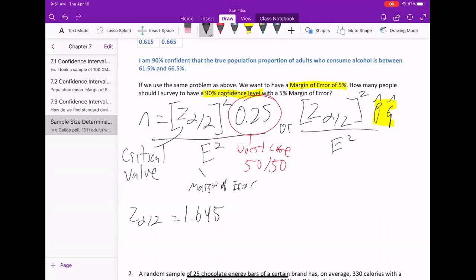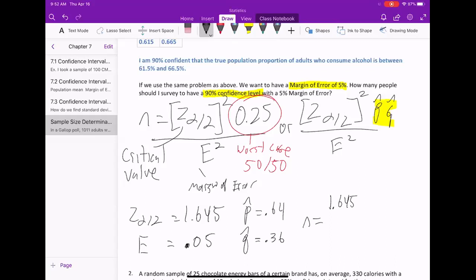This time, we don't have to find our margin of error. It's given to us. So our margin of error is 0.05, right? Using the problem from above, we know p hat was 0.64 and q hat was 0.36. So now I just solve the formula.